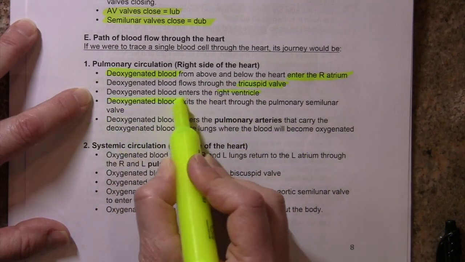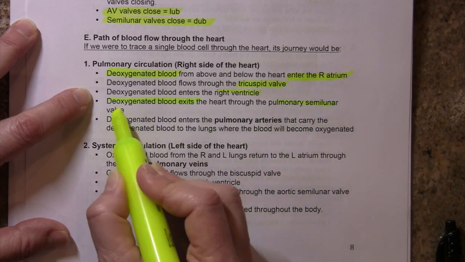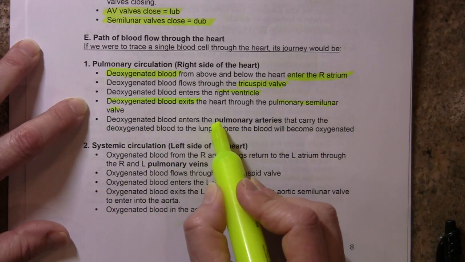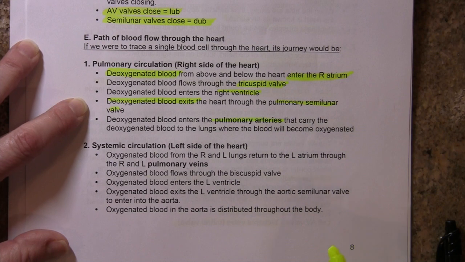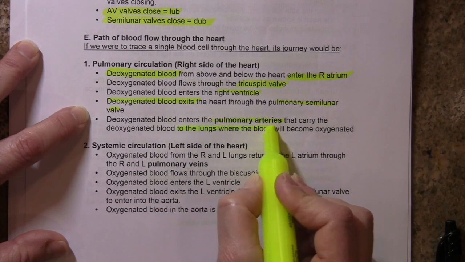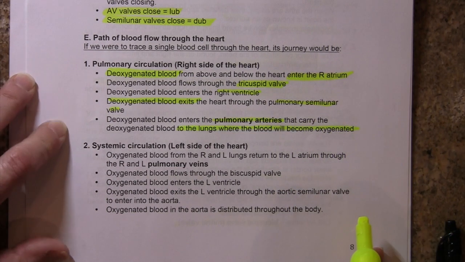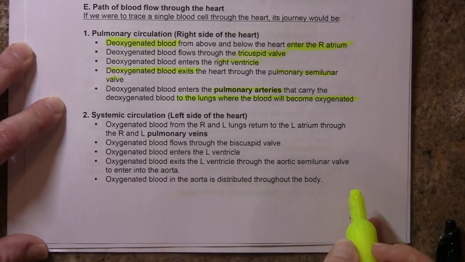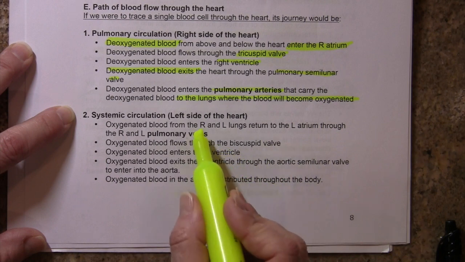That deoxygenated blood is going to exit the heart through the pulmonary semilunar valve, enter into the pulmonary trunk, and then the pulmonary arteries that carry that blood out to the lungs, and that's where the blood is going to become oxygenated. After the blood is oxygenated, that blood will return to the left side of the heart.